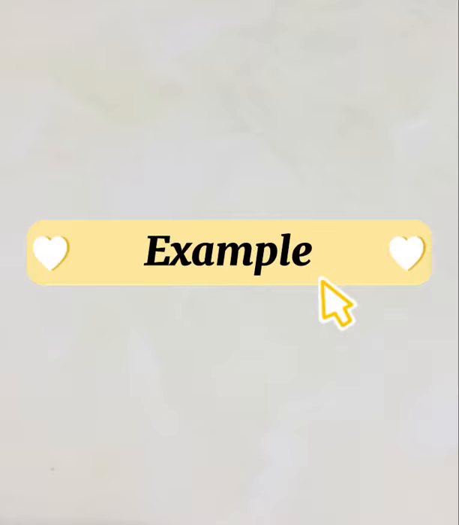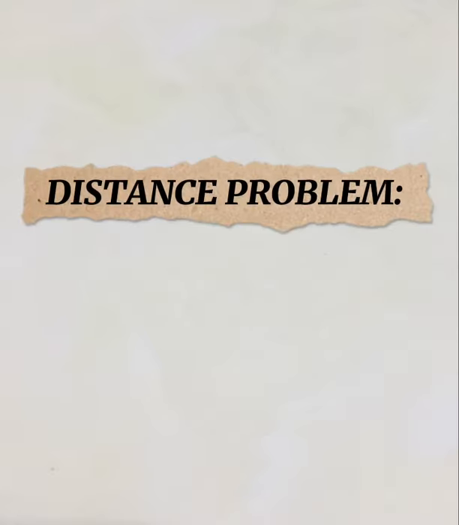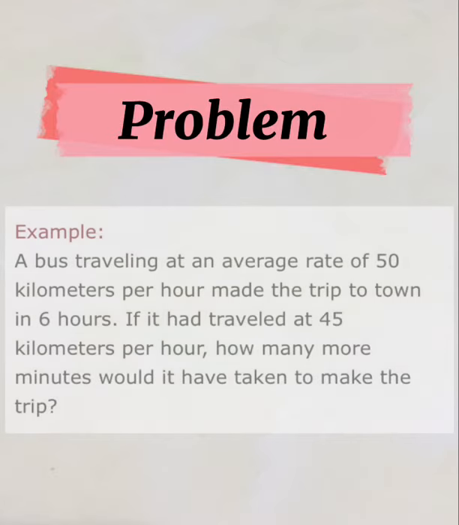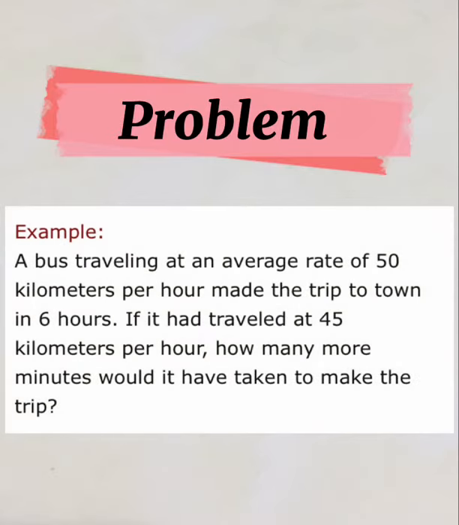So now let's proceed to the example of a distance word problem, specifically traveling at different rates. The question is: a bus traveling at an average rate of 50 kilometers per hour made the trip to town in 6 hours. If it had traveled at 45 kilometers per hour, how many more minutes would it have taken to make the trip? In order to solve the problem, we will use the steps in solving the distance word problem.